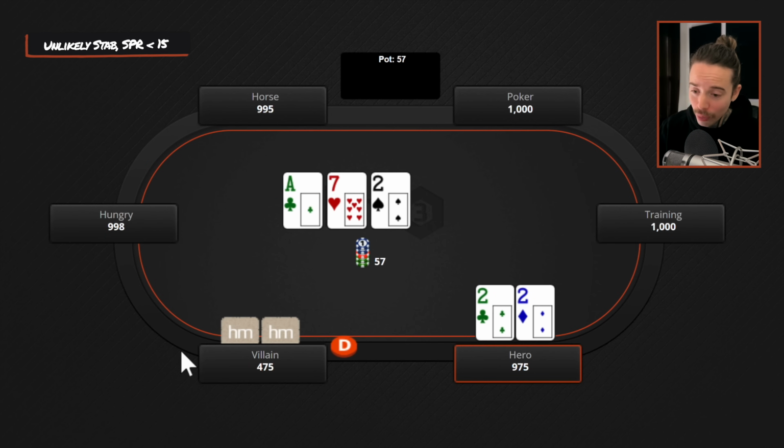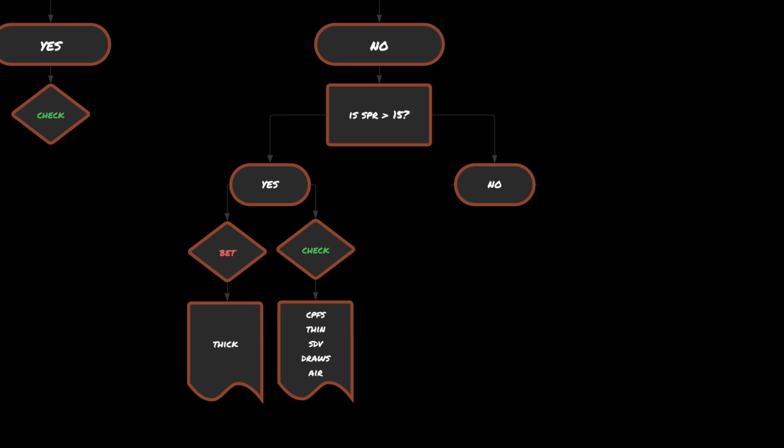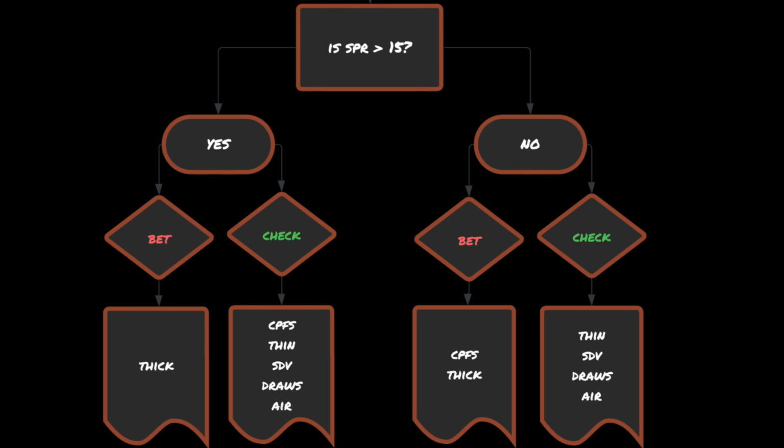And in this situation, no, the SPR is not greater than 15, because our opponent started off only 100 big blinds deep. So back to our chart here, we would say no, the SPR is not greater than 15. And in this particular situation, you see we're making a deviation here, and we are also betting our can play for stacks hands along with our thick value. We're still checking our thin value, our showdown value, our draws, and our air here.